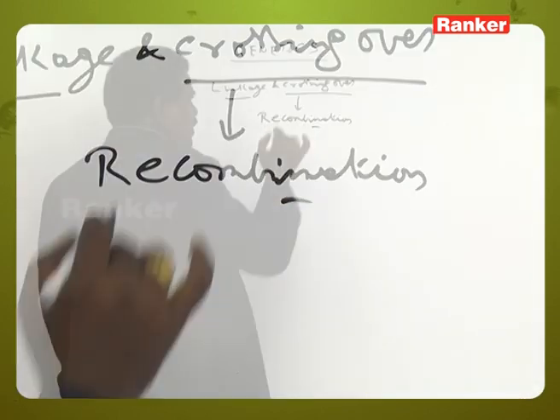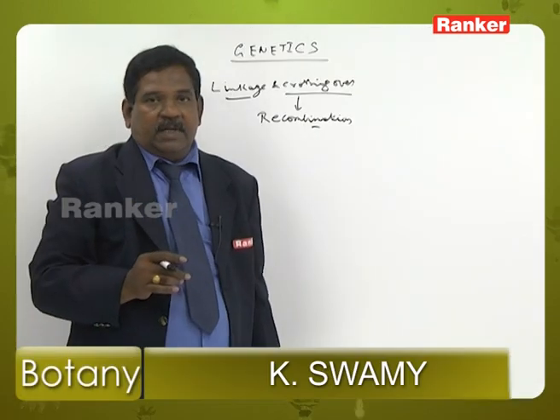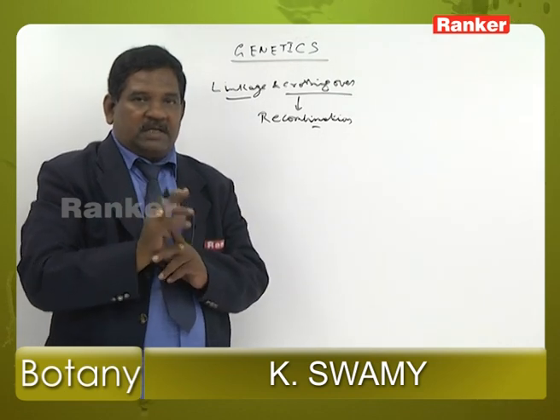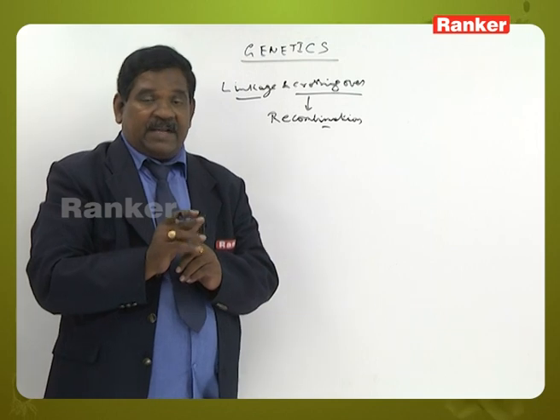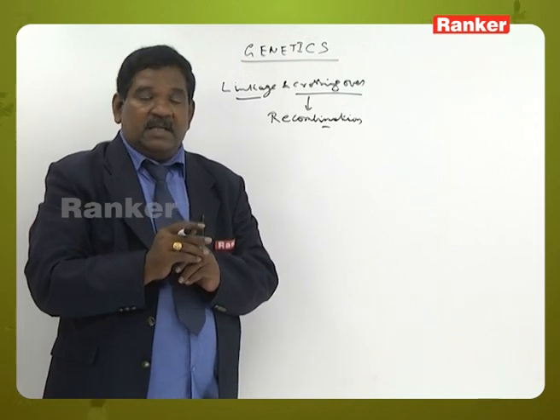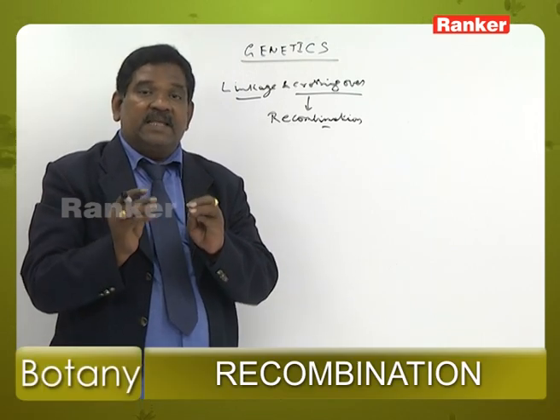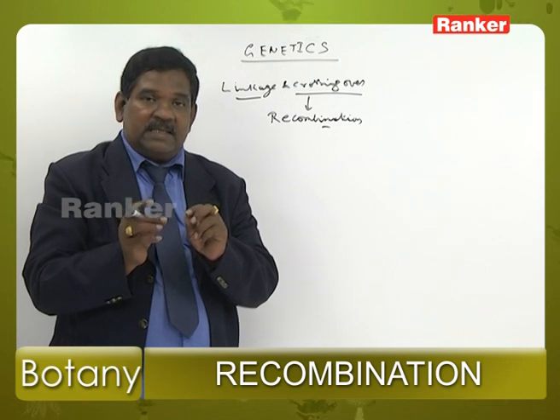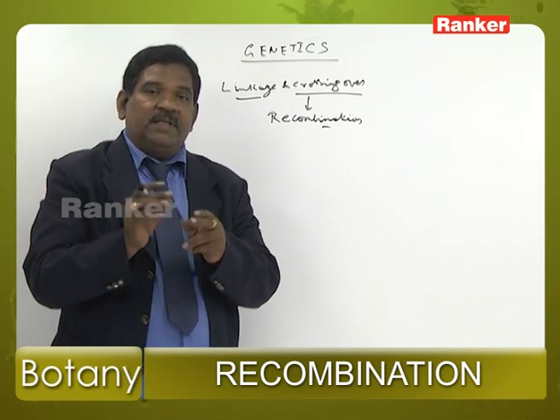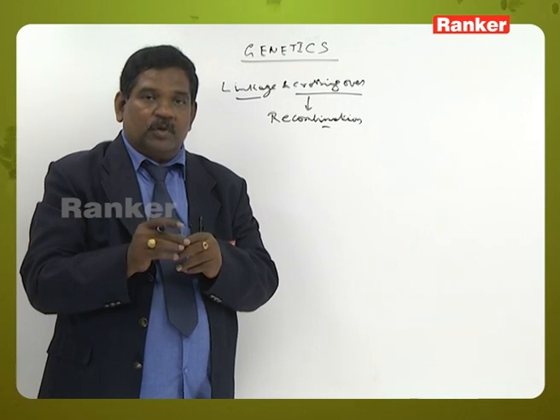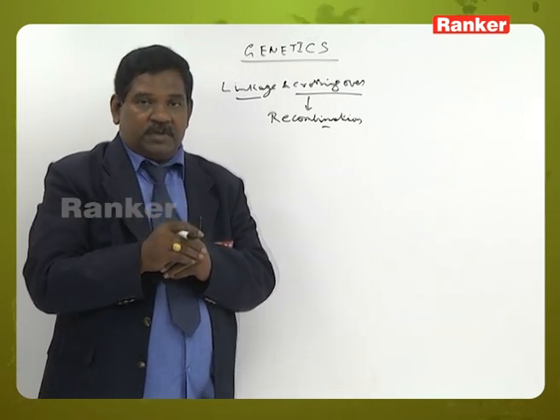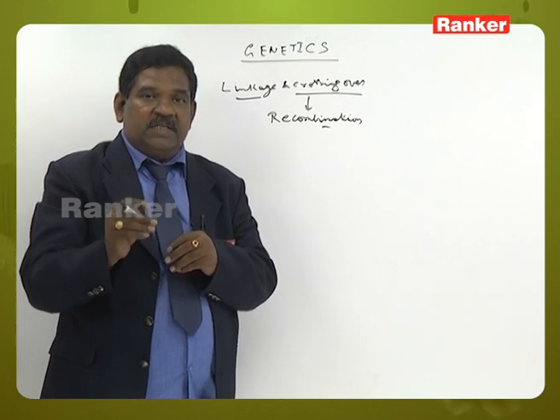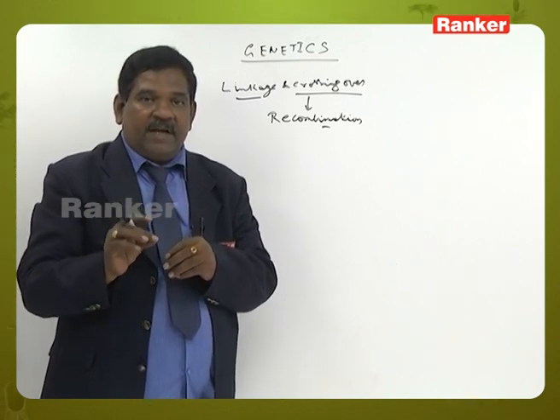Recombinations occur due to crossing over. This crossing over occurs during the pachytene stage. What is crossing over? Mutual exchange of chromatid pieces in between the homologous chromosomes, in between the non-sister chromatids of homologous chromosomes. So addition of new genes, that is called recombination, genetic recombination.